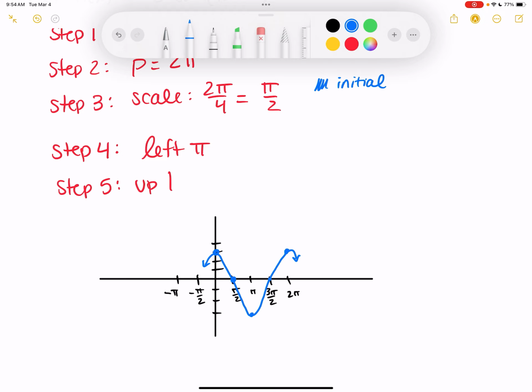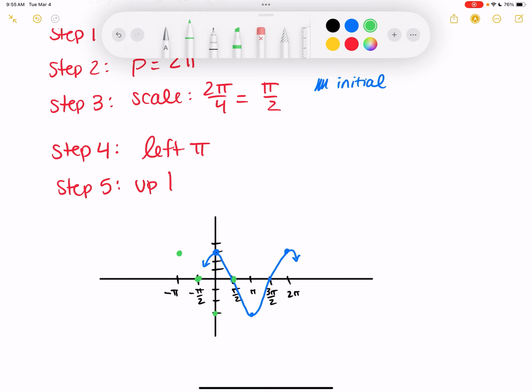Now, it doesn't matter if you go up first or left first. That's why I said a lot of times I do it at the same time. But I'm going to do the left pi just to do the steps in order. So everything is going left 2 spots, right? Because it's got to go pi. So this one's going from 0 to negative pi. This point is going from pi over 2 to negative pi over 2. This one's going from pi to 0. 3 pi over 2 to pi over 2, and 2 pi to pi.